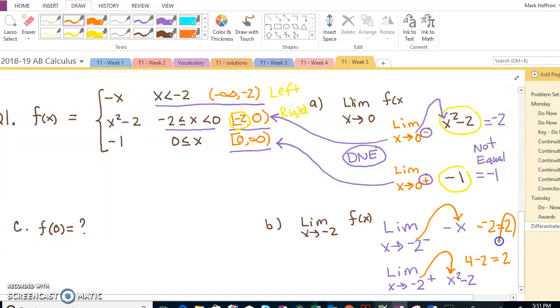In this case, the limit from both sides is 2, so we would say the limit equals 2.